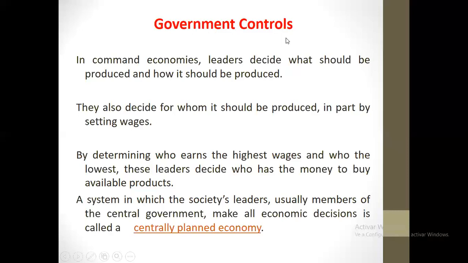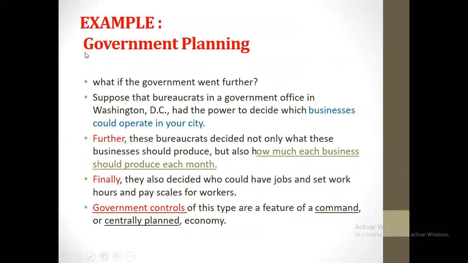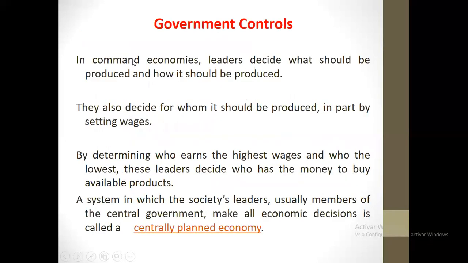So the government answers the 3 questions of the economy. By determining who earns, another aspect, they tell who earns the highest wage and who the lowest. These leaders decide who has the money to buy available products. A system in which the society's leader, usually a member of the central government, makes all economic decisions is called a centrally planned economy. So these are synonyms, okay? Now let's put an example and try to understand how a command economy, or as they say, central planned economy, works.